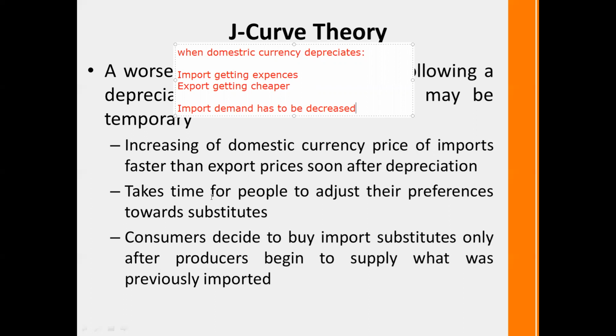Until that time, people are demanding, right? People are demanding imported goods even at the increasing price, right? Well, because this one is not happening overnight. But it's happening gradually. But up to some level, up to some time period, import expenditures increase, even though the depreciation of domestic currency was there, right? So consumers decided to buy import substitutes only after producers begin to supply what was previously imported.